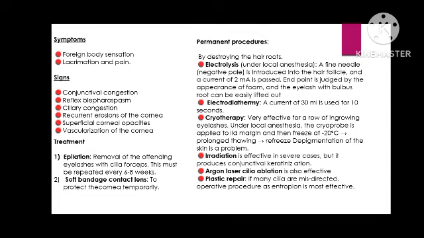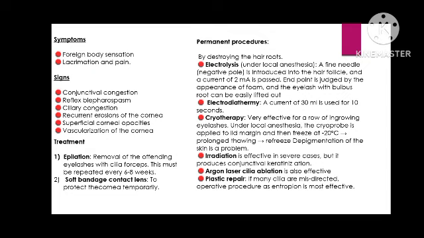And next one is signs of trichiasis. Conjunctival congestion may be present, reflex blepharospasm, ciliary congestion, recurrent erosions of the cornea, superficial corneal opacification, and vascularization of the cornea may occur. Treatment is epilation, removal of offending eyelashes with cilia forceps. It must be repeated every 6 to 8 weeks.